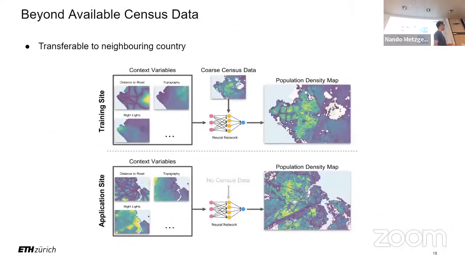One nice thing about Pomelo is that there are 2 settings in which you can apply it. You can apply it to the training site itself, then it's like a test time optimization method, where you can improve the census data at this location. Or you can train your method somewhere and then transfer it to an application site and create maps there.